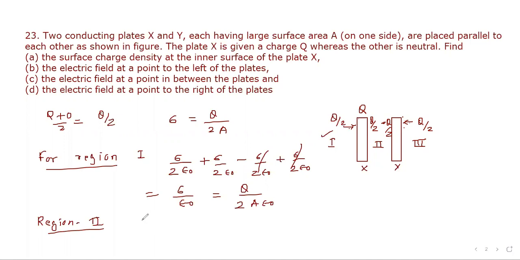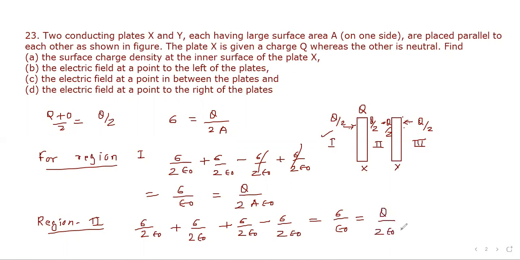So we can say sigma upon 2 epsilon naught due to this, plus sigma upon 2 epsilon naught due to this q by 2, and then due to this also sigma upon 2 epsilon naught, but due to this q by 2 it will be directed toward left, so sigma upon 2 epsilon naught. So again we will get sigma upon epsilon naught, but sigma equal to q upon 2a, so it will be equal to q upon 2 epsilon naught a.